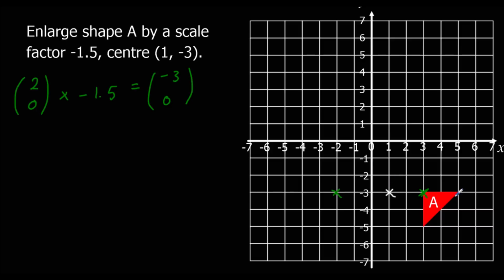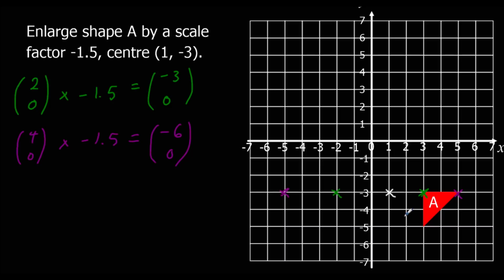We'll have a purple point. To get from the centre of enlargement to the purple point, it's along 4, up 0. I'm going to multiply it by negative 1.5. 1.5 fours is 6. So minus 1.5 times 4 is minus 6. And 0 times minus 1.5 is 0. So to get to my new point, I'm going back 6, left 6, up 0. 1, 2, 3, 4, 5, 6, up 0.